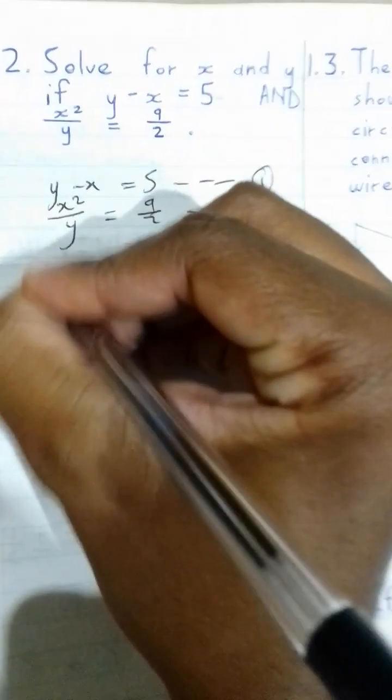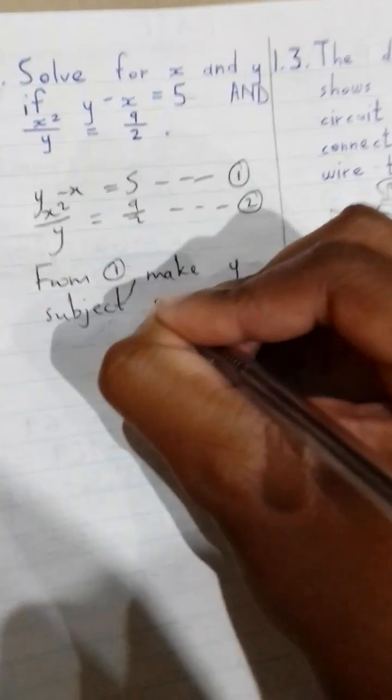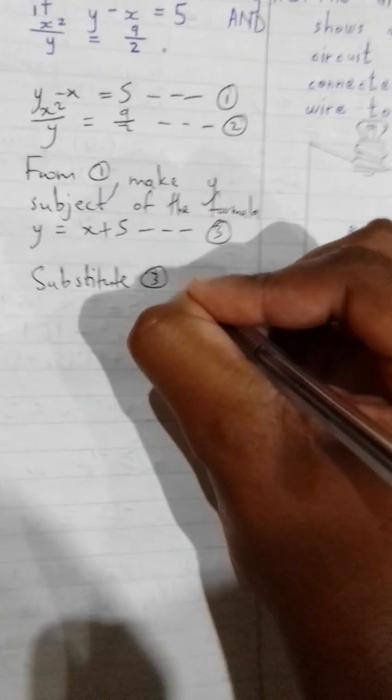Then we use equation number 1. From equation number 1, make y the subject of the formula. Okay, hope that is clear. So y is going to be 5 plus x, or y is x plus 5. This is equation number 3. Then we're going to substitute equation number 3 into equation number 2.